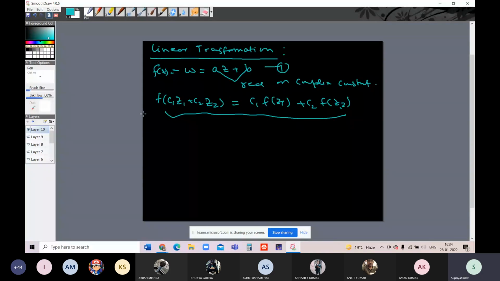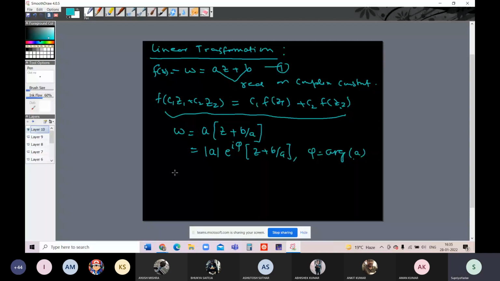Okay, and this linear transformation can also be defined like, suppose we write it as A into Z plus B by A, where this B by A will again be a real or complex constant. And this A may be a complex constant, so in place of this A we can also write mod of A, if it is a non-zero value, exponential of I phi, where this phi is the argument of A.